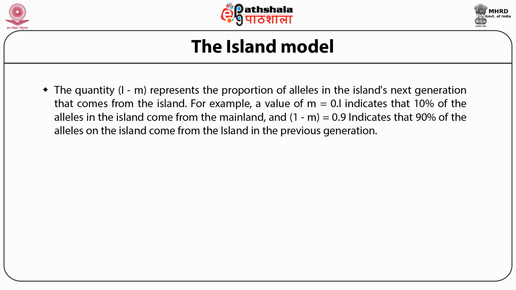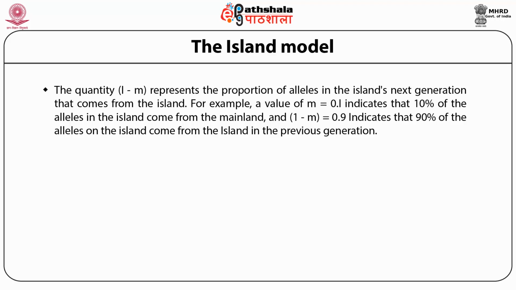In order to simulate the one-way gene flow under the island model, we need to know the initial allele frequency of the island and the mainland. We use the term P0 to represent the initial allele frequency in generation 0 of the island. We use the symbol capital P to represent the allele frequency of the mainland.